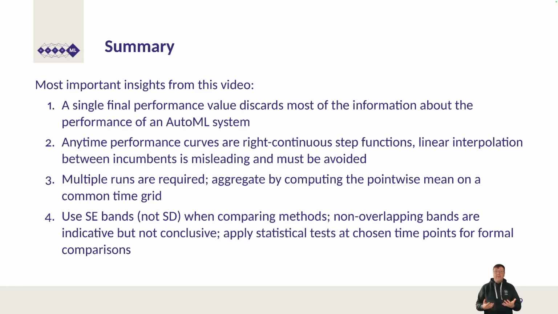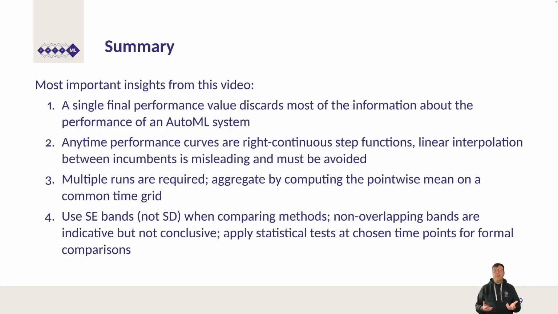Let us close this video with the key takeaways. A single final performance value discards most of the information about an AutoML system. The full anytime curve is necessary for budget-independent comparisons and for detecting crossover behavior between systems. Anytime superiority, where one system's curve is uniformly below another's, is the strongest conclusion we can draw. Crossovers and budget-specific comparisons are weaker.